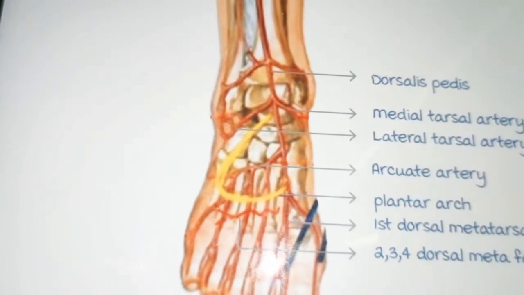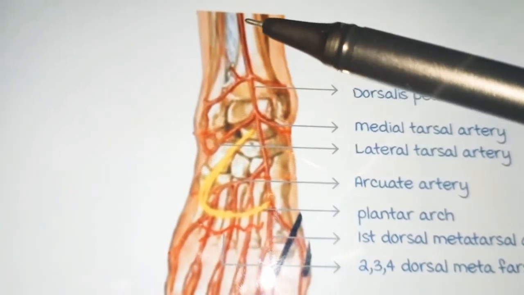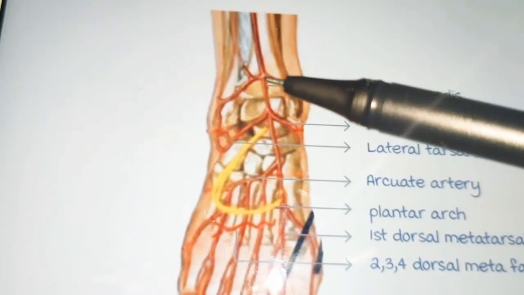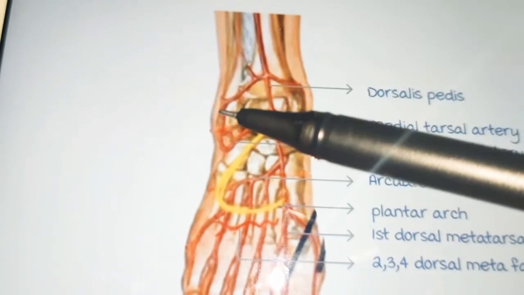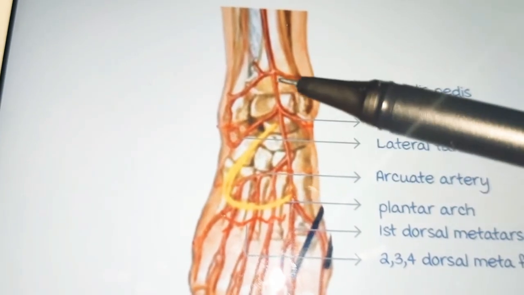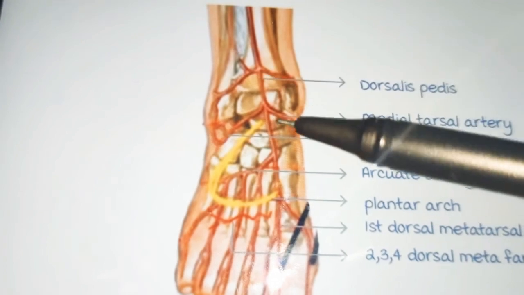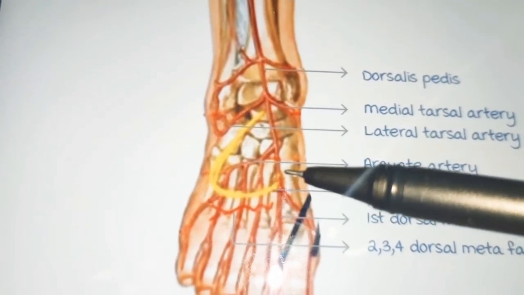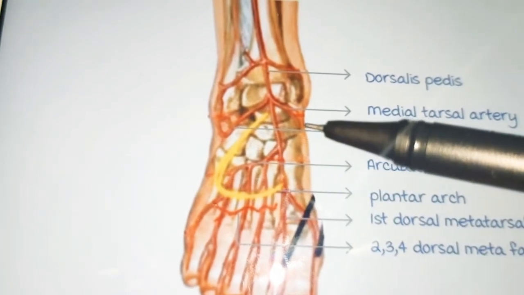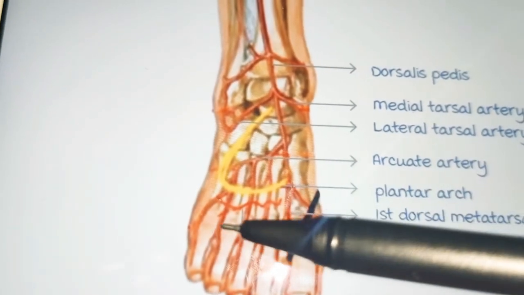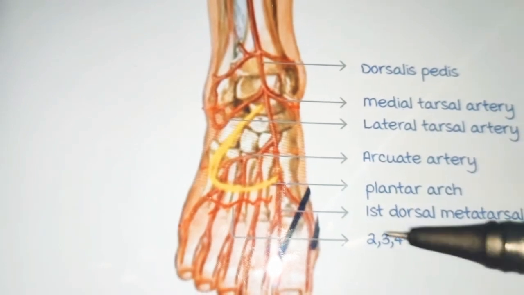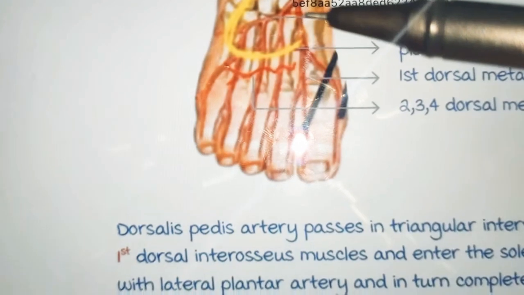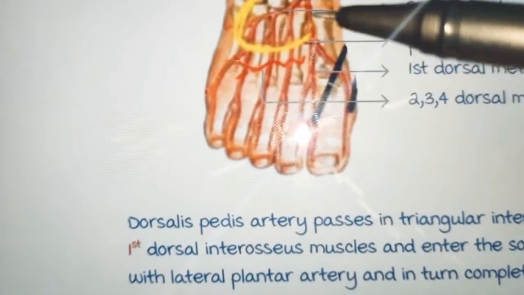You can see here clearly, this is the anterior tibial artery that is continuous as the dorsalis pedis artery. We know that the anterior tibial artery gives the medial malleolar branch and lateral malleolar branch. In the middle it is continuous as the dorsalis pedis. This dorsalis pedis first gives the medial tarsal artery and the lateral tarsal artery, and also an arcuate artery. It also gives metatarsal arteries here, 2, 3, 4 metatarsal, and first dorsal metatarsal. This artery will also go down and continue to form the plantar arch.